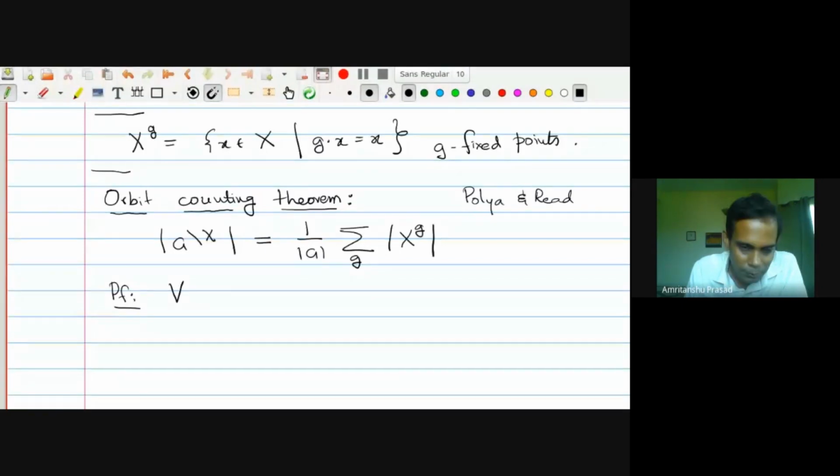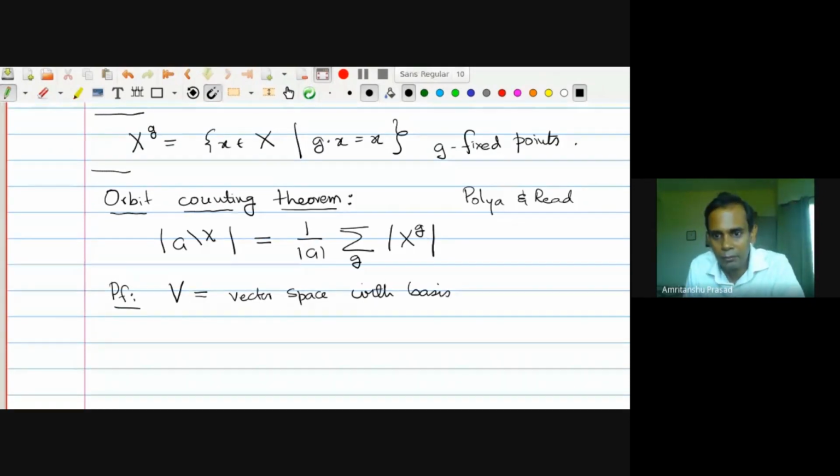Let V be the vector space with basis. And there's some noise coming.